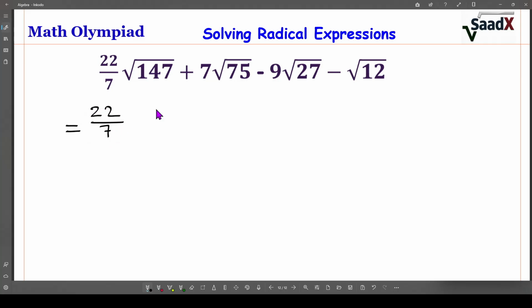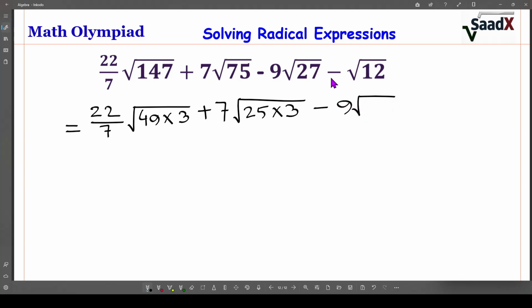22 by 7, this 147 we can write 49 times 3, plus 7 root 75, 25 times 3, minus 9 root 27, 9 times 3, minus root 12, 4 times 3. 49, 25, 9 and 4, all the numbers are perfect squares, and here is the common thing: 3, 3, 3, 3.